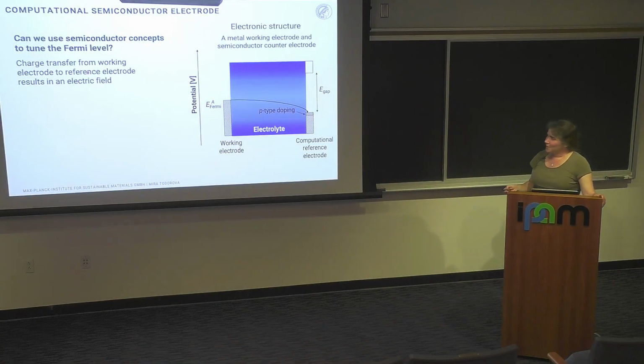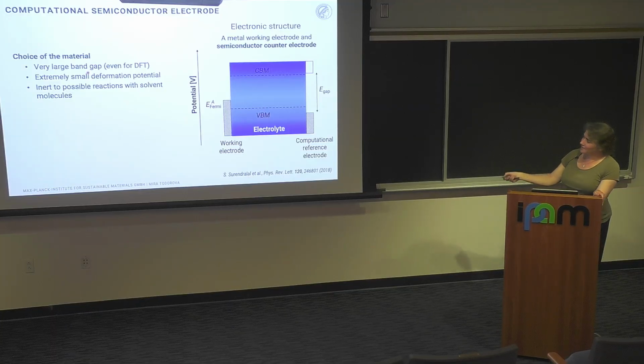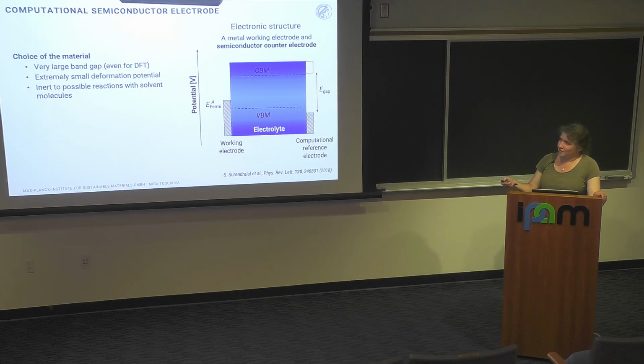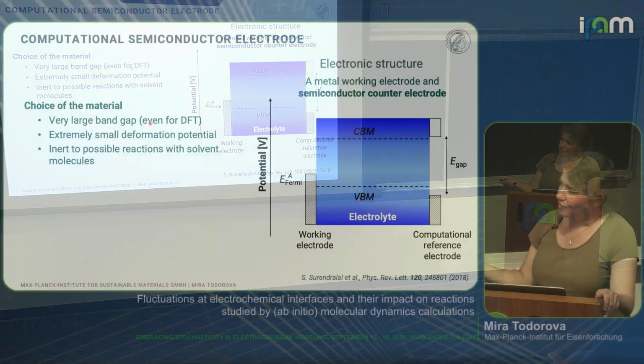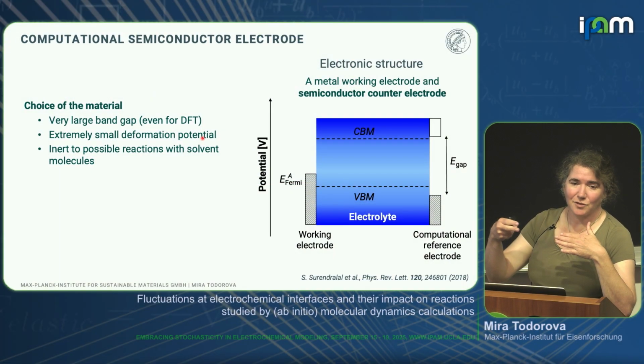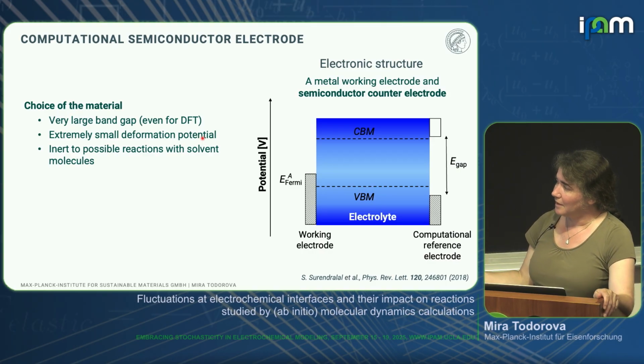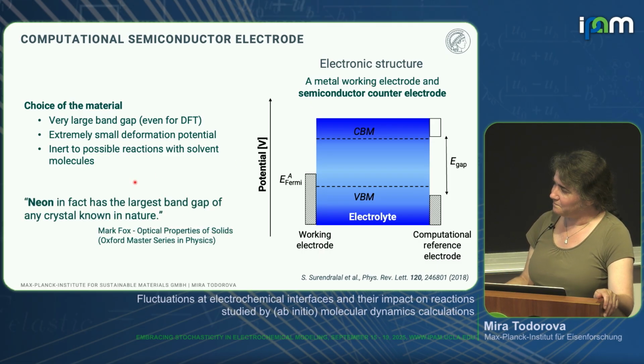Okay, so what to find as a computational reference electrode? What we wanted to have is a very large band gap, even for DFT calculations. It should have a small deformation potential so that the band gap is not reduced further when I try to lattice match the two electrodes. And again, be inert to possible reactions with the solvent.